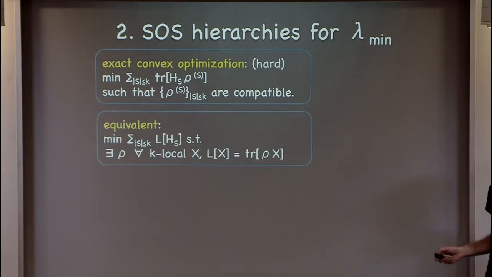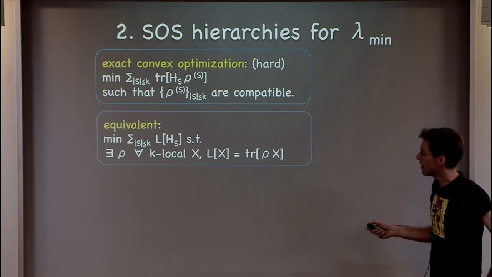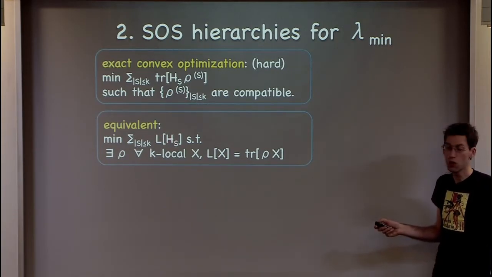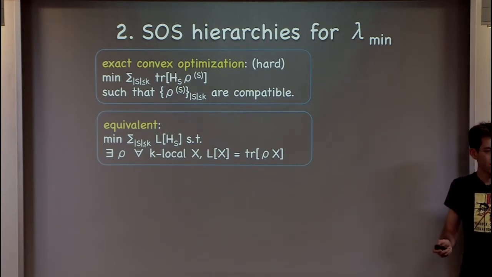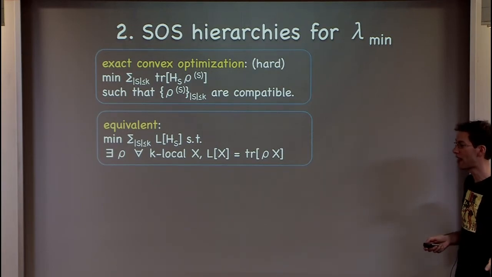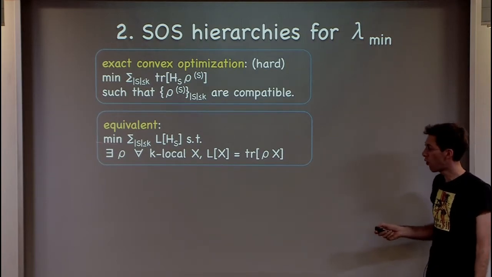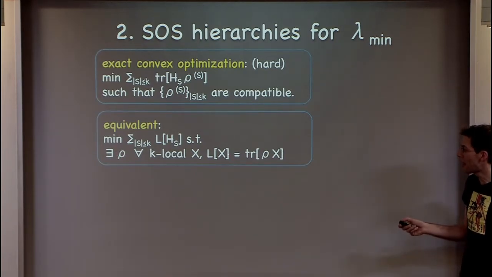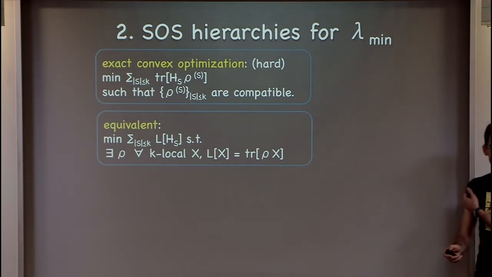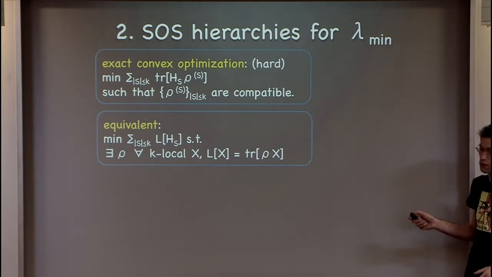Let me give an equivalent formulation, still hard. So define some map L, and L is a map from k-local operators to real numbers. So whenever you're given a k-local operator, L will tell you its opinion about the trace of that operator times rho. And you say that L is valid if it corresponds to an actual state. So for any operator x that's k-local, L of x should be equal to the trace of rho times x. So obviously that's hard to check. So it's just an equivalent way of saying this problem up here.